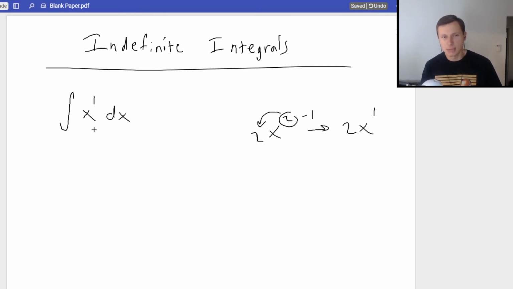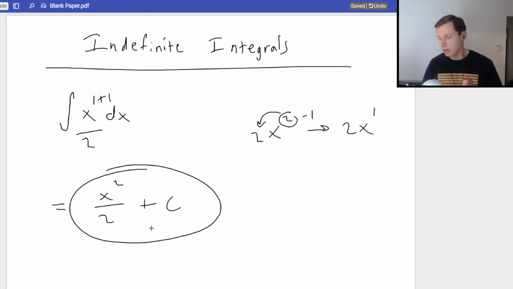Notice this is x to the first power, right? So I just need to do the opposite of what I would do for a derivative. So I'm going to add 1 to the power, and then divide by that power. So divide by 2. Instead of multiply, divide with integrals. So this will become x squared divided by 2. And then at the end of any indefinite integral, we always need to put plus c. Where does that plus c come from? Let's talk about that.